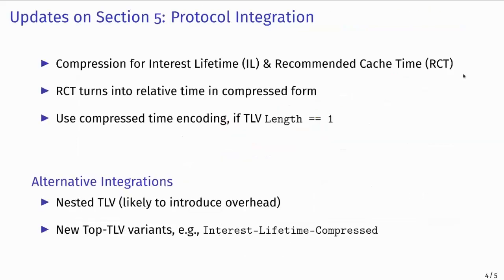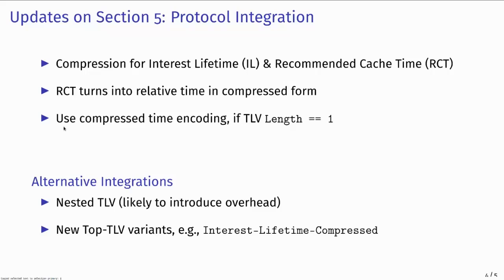So there was another update in the draft, which handles the protocol integration. We have this compressed time coding, but how do we use this in the ICNRG protocol itself? We said that we will now concentrate in this draft only on the interest lifetime and the recommended cache time, which of course has the effect that the RCT, the recommended cache time, is currently an absolute time representation. It's the milliseconds since the Unix epoch. But if you want to use this, then we have to make the RCT a relative timestamp. So we say in the draft, if we use the compressed time, then RCT becomes a relative offset.